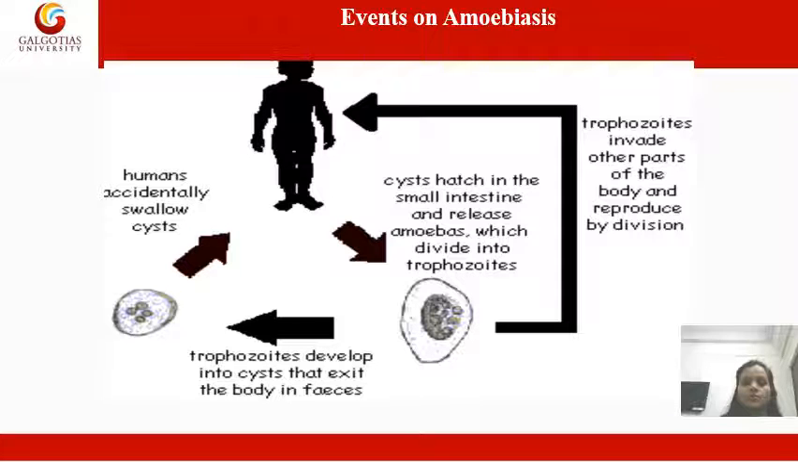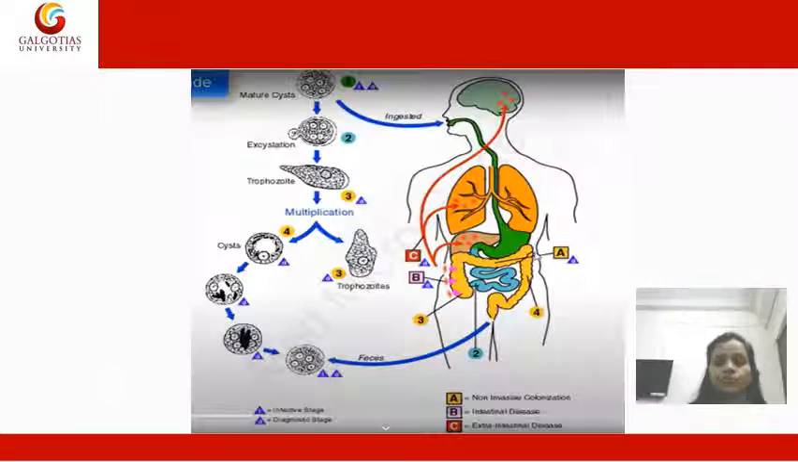Events of amoebiasis. The event starts when a human being accidentally swallows a cyst. When the cyst enters the human body, it hatches in the small intestine and releases amoebas which divide into trophozoites. Trophozoites develop into cysts again, then exit the body in feces. Trophozoites again can invade other parts of the body and reproduce by division. This is the picture showing the same process of development and multiplication of Entamoeba histolytica in the body.